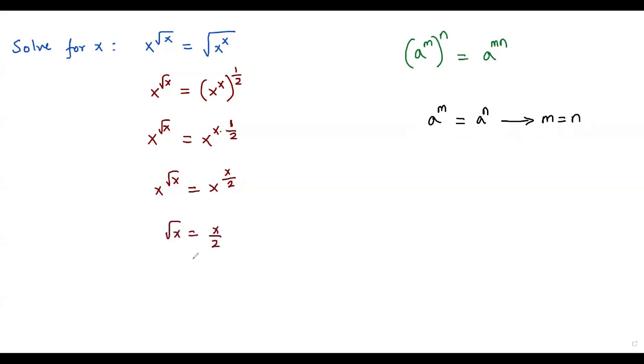Now we have to solve for x in this equation. So for that, my first work is to get rid of this square root. For that, I have to square both sides. So when I square both sides, square root of x whole squared and x over 2 whole squared, and here the square root and this square will cancel.